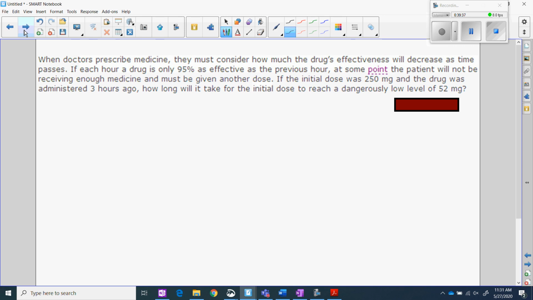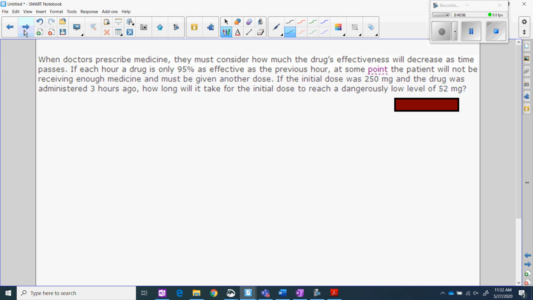All right, here's one talking about medication. So it says doctors prescribe medicine. They must consider how much the drug's effectiveness will decrease as time passes. This is often how they'll set up like an intravenous to a patient. So they'll have it set up to constantly maintain a certain level. It says here, suppose that a drug is only 95% as effective as the previous hour. At some point, the patient's not going to be receiving enough medicine and must be given another dosage.